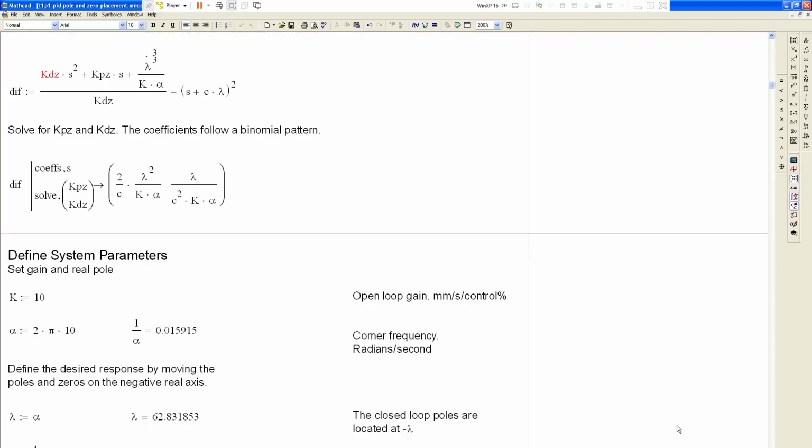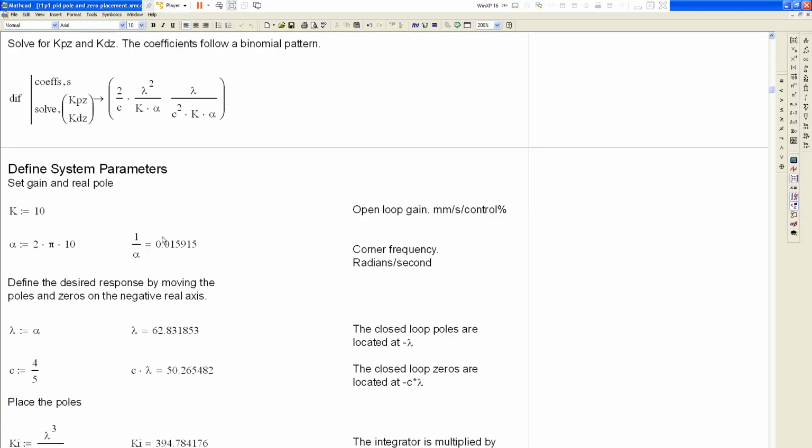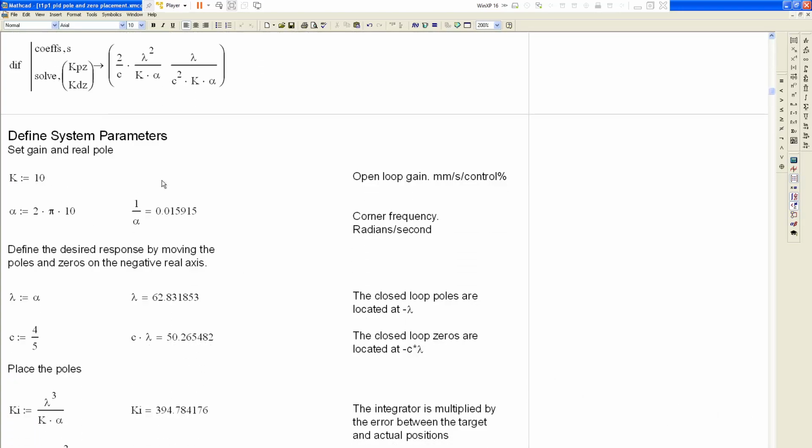So let's define some parameters and see how this works. I have the open loop gain, and I chose 10 millimeters per second per percent, which would allow the system to go as fast as 1 meter per second. 100% times 10 would be 1,000 millimeters per second. I have a corner frequency of 10 hertz, which isn't real high, but it's a nice round number. And this would be the time constant.